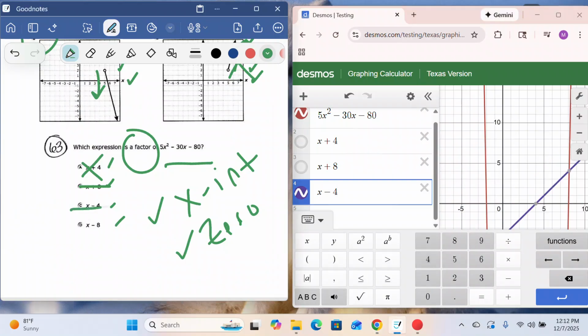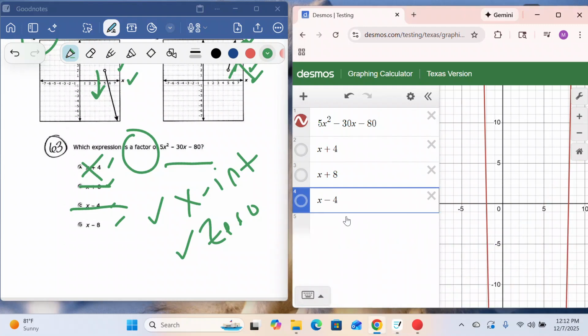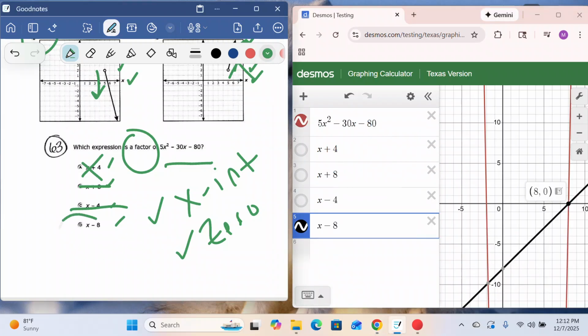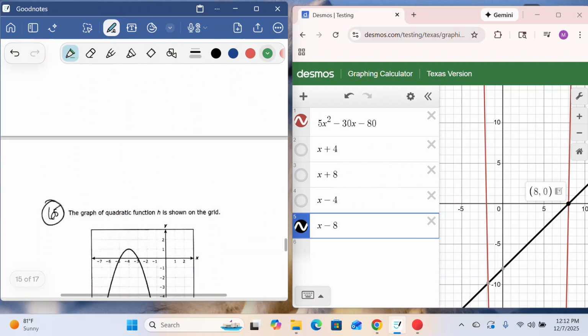Doesn't pass through my 0, that one is wrong. And I'm going to take off the purple color, and I'm going to go ahead and put the last one, and most likely that one is right, x minus 8. And it passes straight through my 0, and that is my answer. So the answer to 63, the factor has to pass through my x-intercept or my 0, my original function.